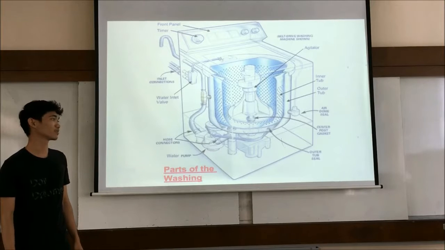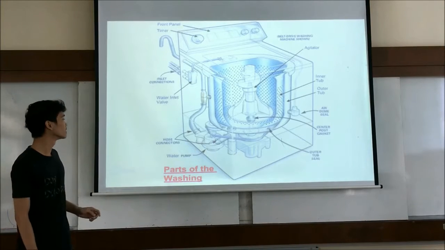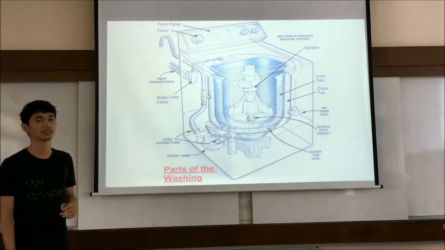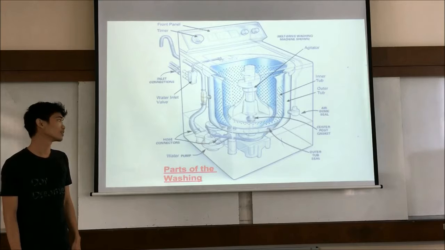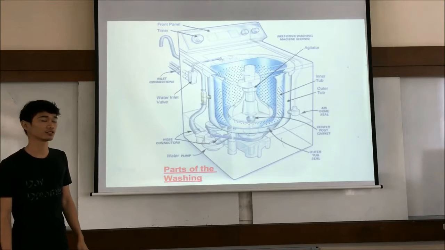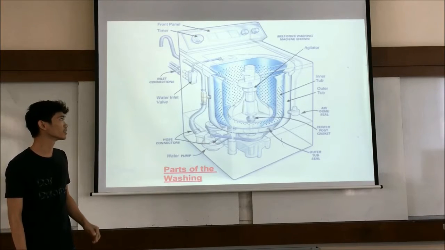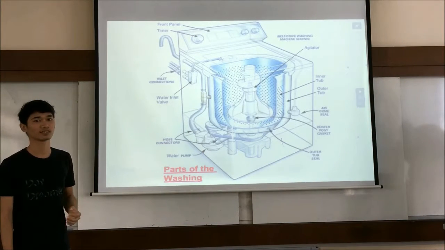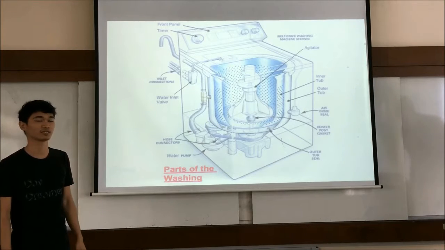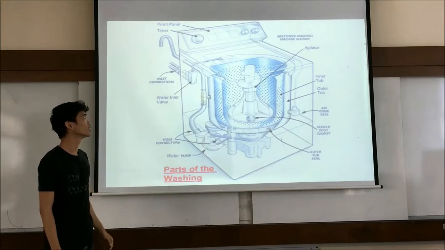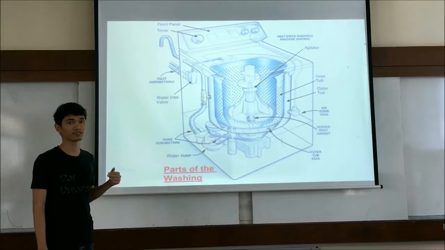And this is the part of a washing machine. As you can see, there is a timer. The timer functions as the time for the action in the washing machine. And as you can see, there is a water pump, where it pumps the water into the washing machine. You can also see the agitator inside, which is used to spin the clothes inside the washing machine. And another one is the water inlet valve. It lets the water from the outside enter the washing machine.